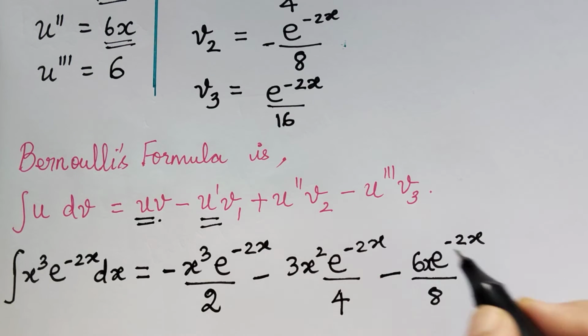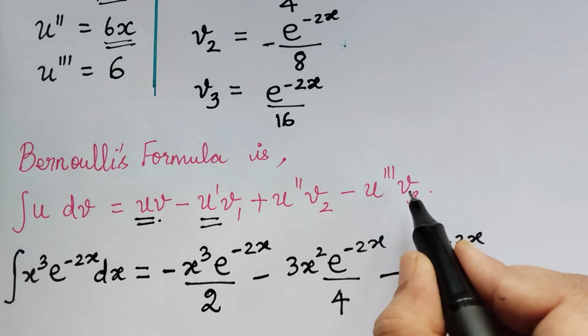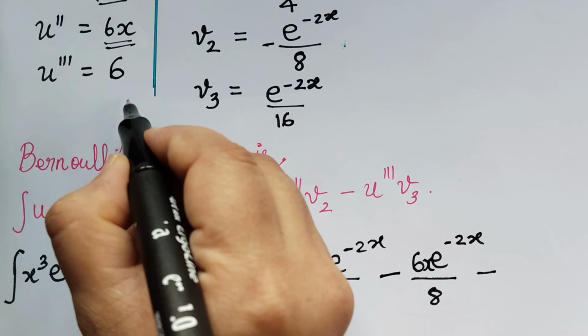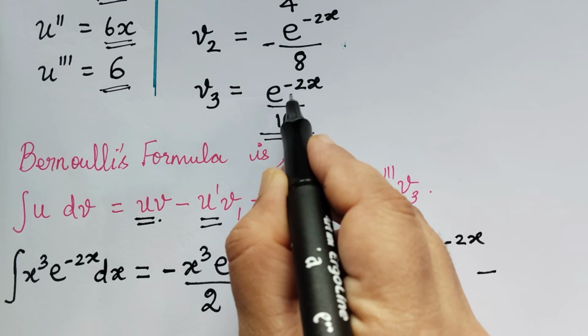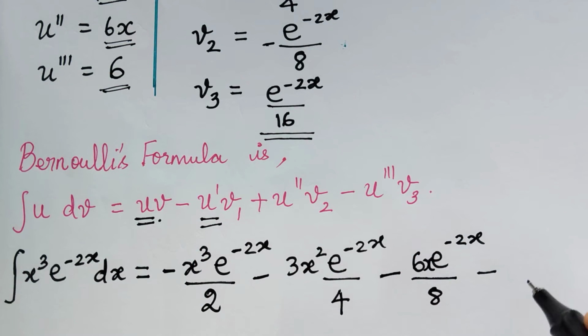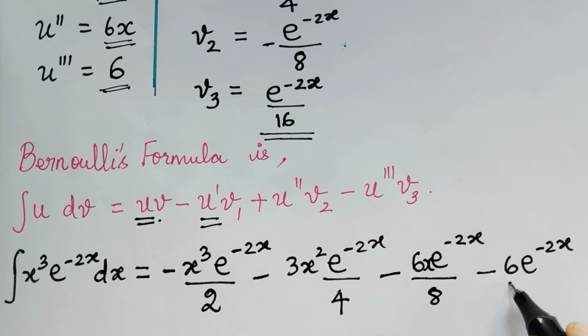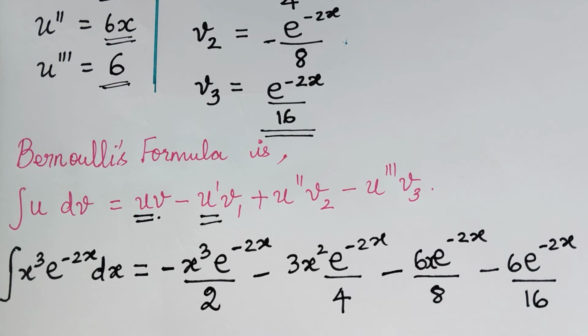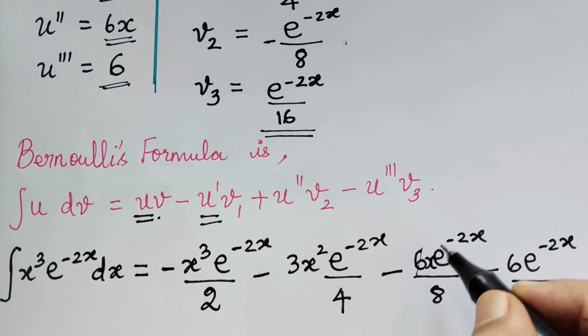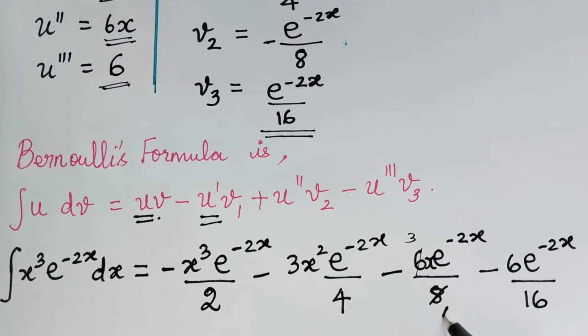And then the last term is minus u triple dash v3. So what is u triple dash? It is 6. So 6 multiplied with v3, which is e to the power minus 2x divided by 16. So it will be minus 6 multiplied with e to the power minus 2x divided by 16. On simplifying this further, we see that here it gets cancelled. 2 3 times is 6 and 2 4 times is 8. And here 2 3 times is 6 and 2 8 times is 16.